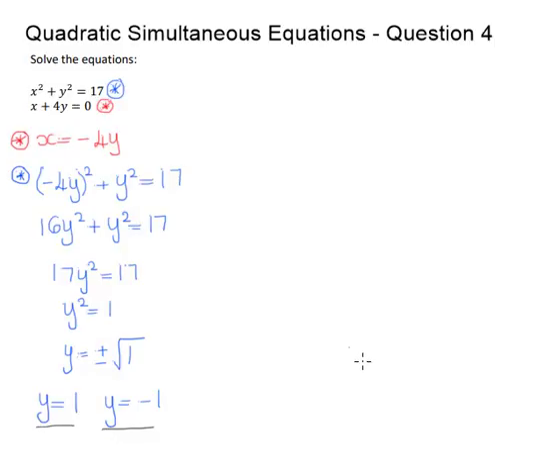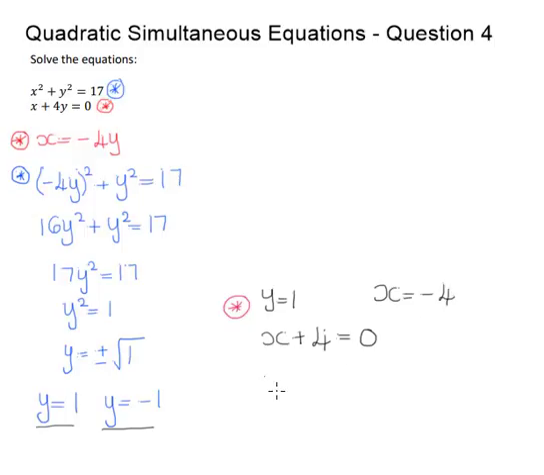So hopefully you can tell me what I need to do next then. I found y, so brilliant. I have to find the value of x. So I focus on this linear equation because it's the easiest one to substitute into. Right, when y is 1, if I substitute this in, I'm going to have x plus 4y, which is 4 times 1, which is 4, equal to 0, which means that x is going to equal minus 4.